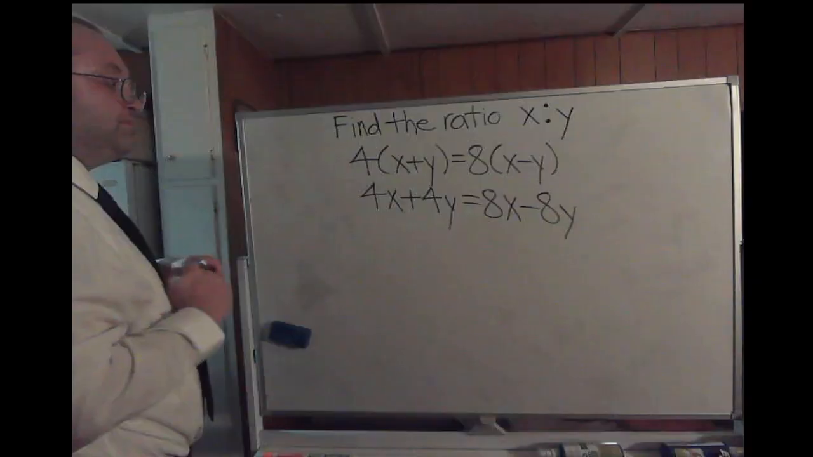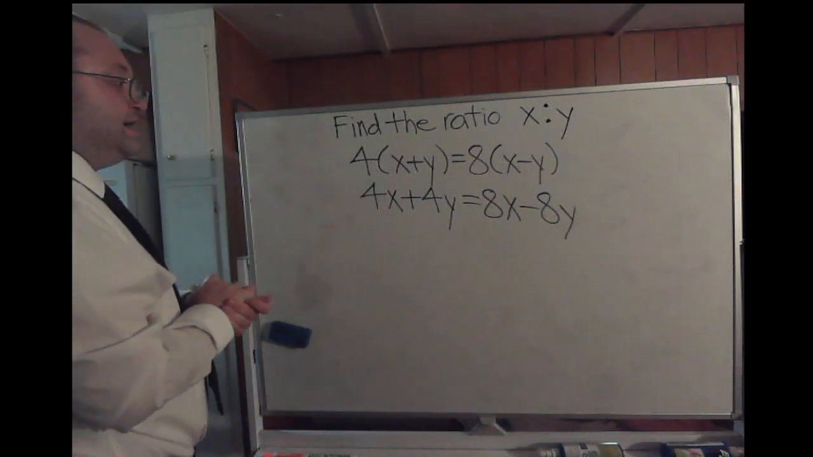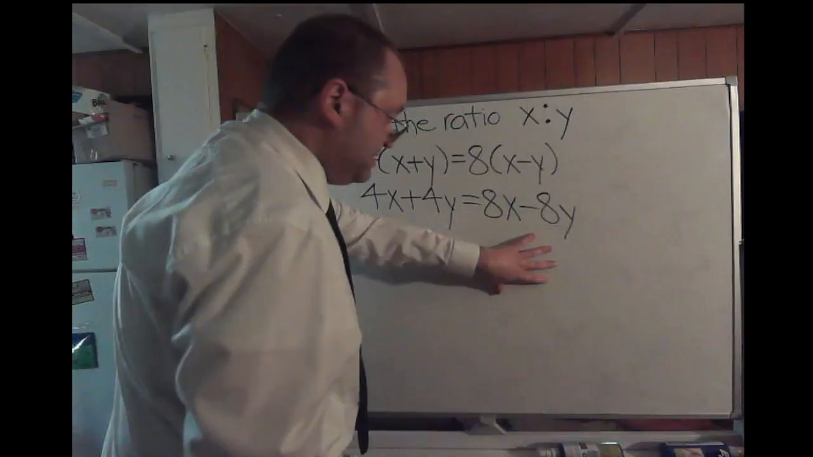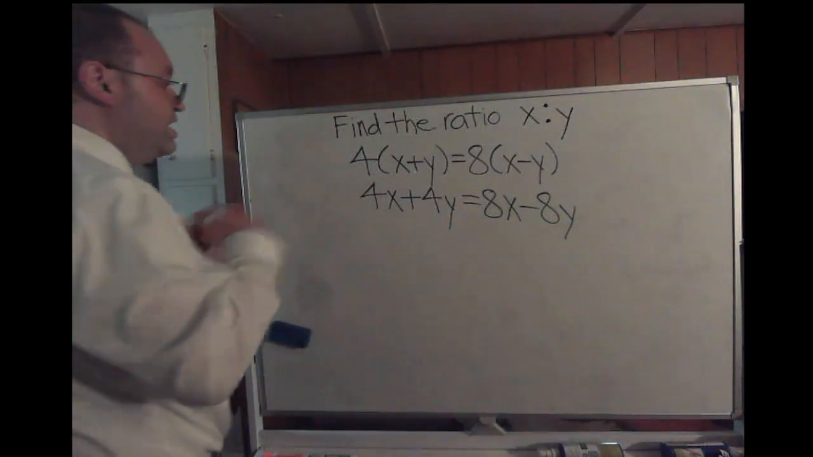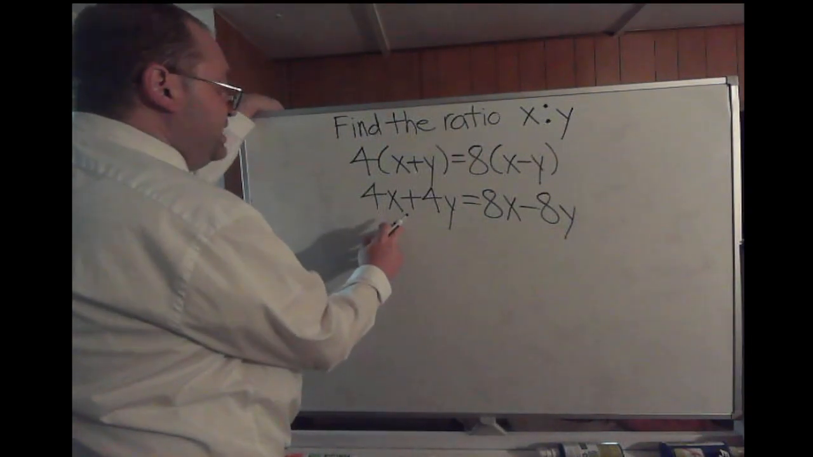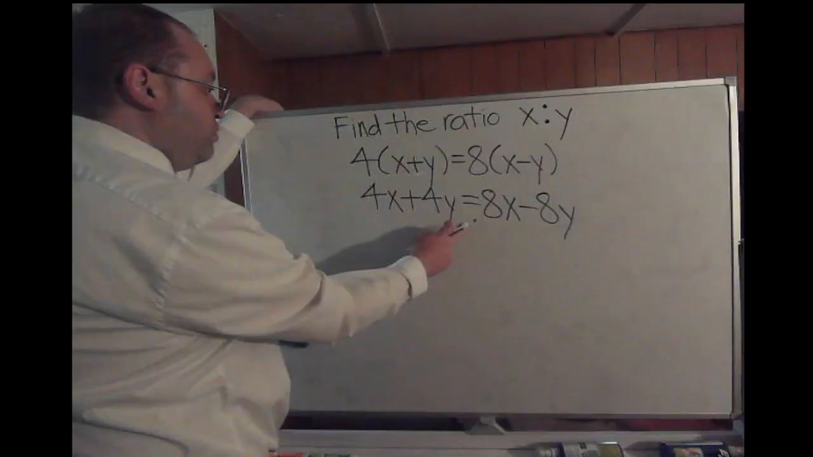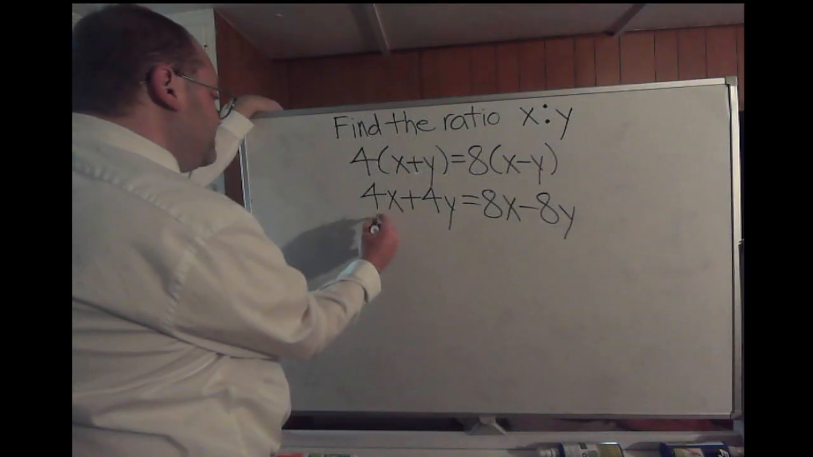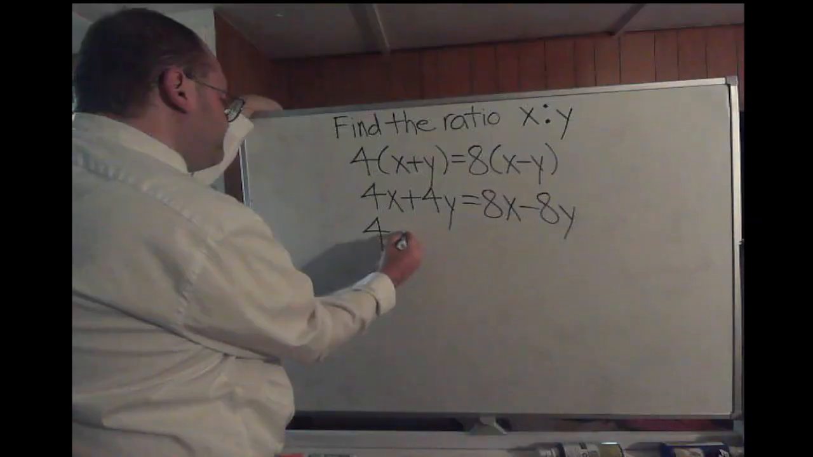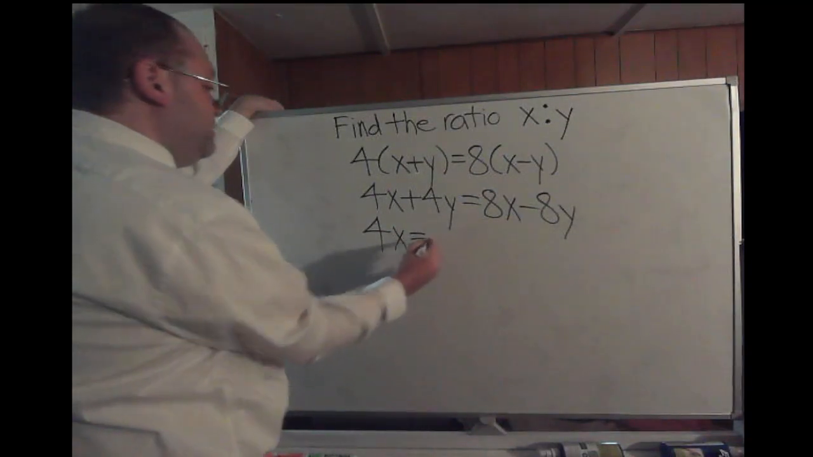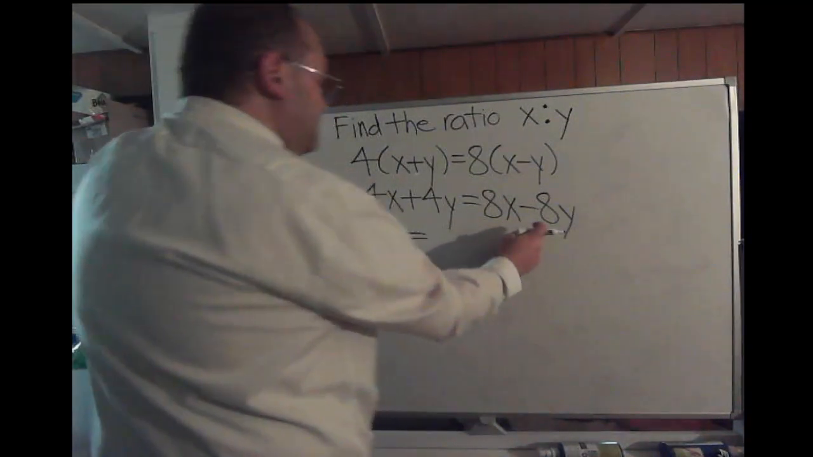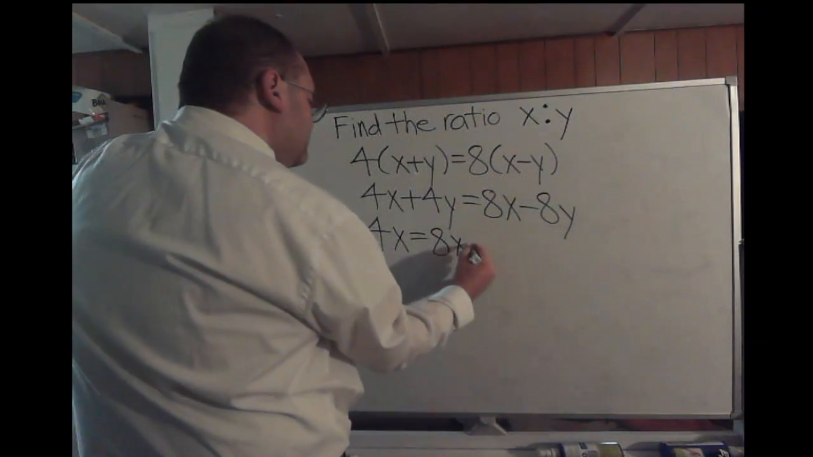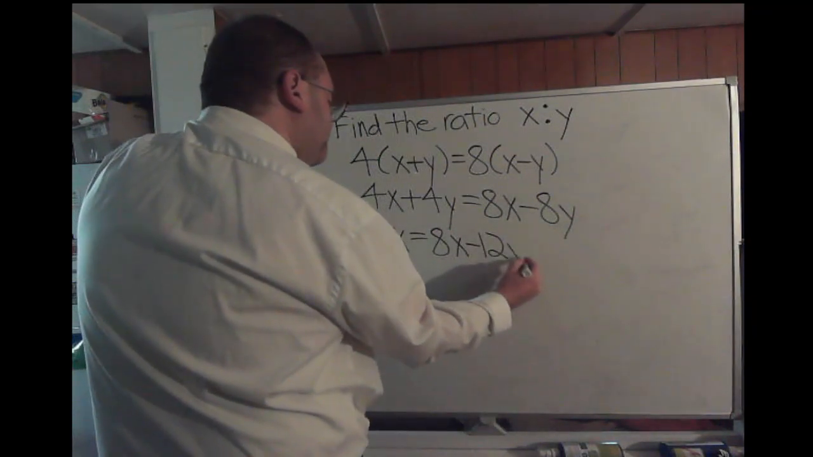Now it's just simply a matter of get your x terms to one side, get your y terms to the other side. We want to get that 4x by itself, so we gotta subtract 4y from both sides. We subtract 4y from the left, we just get 4x. That'll be equal to 8x minus 8y minus 4y, that would give you 8x minus 12y.